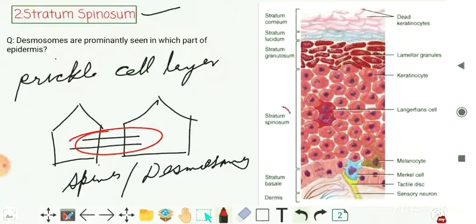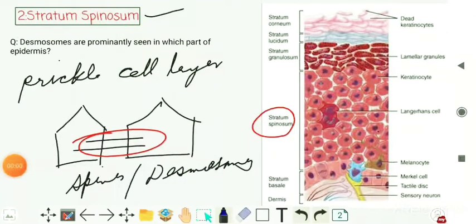This stratum spinosum is the thickest layer in the epidermis. Let's see this question. Desmosomes are prominently seen in which part of an epidermis? This question was asked in NEET PG 2018 and its right answer was stratum spinosum.